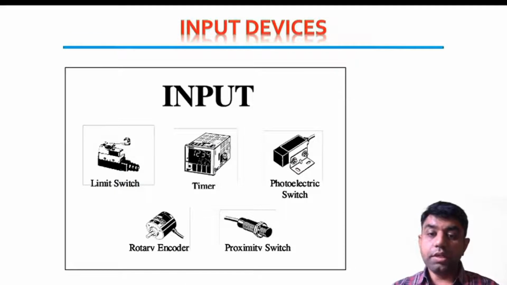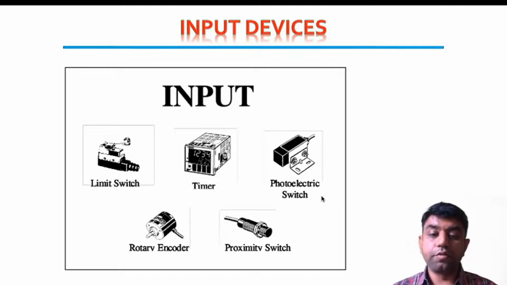Now, commonly used input devices are limit switches, just a switch type of appearance. Then timer devices. A limit switch is just a push-button type of thing: once it gets pressed, another component gets operated. Then you can have a timer, which is available nowadays in our air conditioning systems and even in our washing machines. You can set the timer, and after that time duration the machine starts.